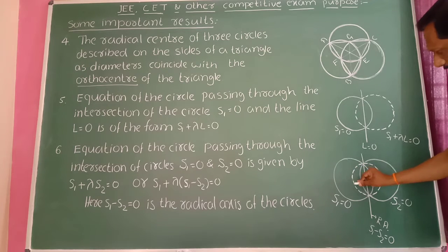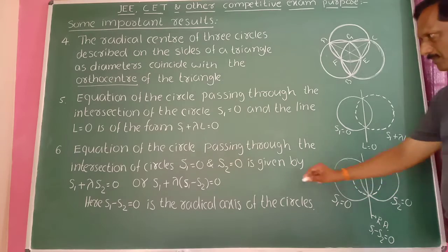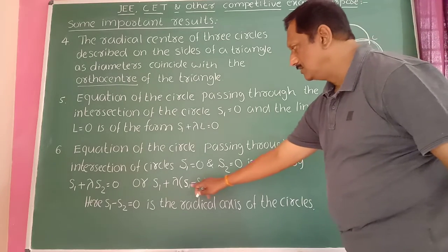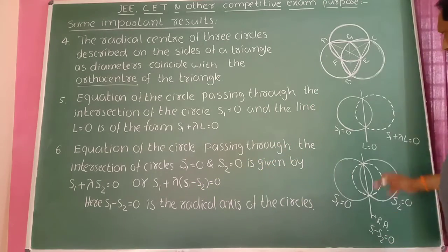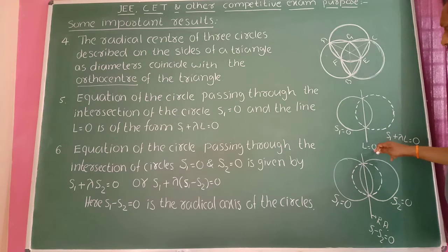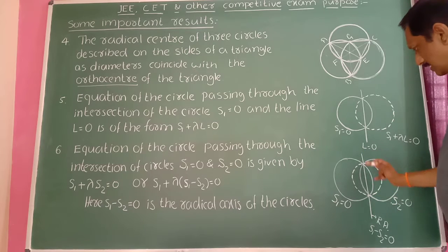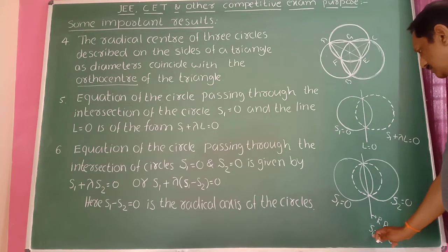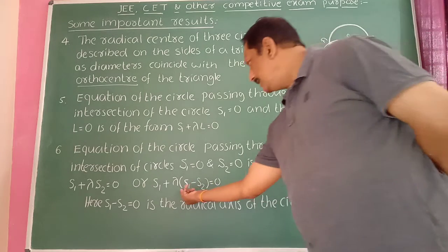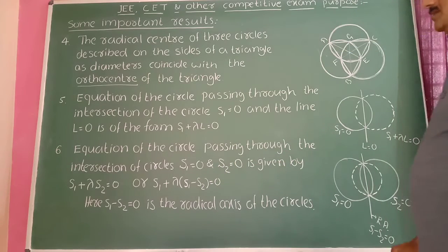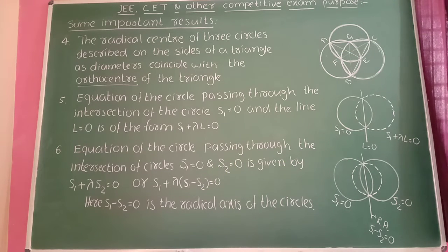Therefore the equation of this circle here, the dotted circle passing through these 2 points of intersection, is given by S1 plus lambda into S2 equal to 0, or you can use this formula also. Here S1 minus S2 is the radical axis, just like you are using this formula. Here L equal to 0 means the equation of this line here. Therefore here also this is a radical axis. The radical axis is given by S1 minus S2 equal to 0. It is just like L here. S1 plus lambda into L equal to 0, or S1 plus lambda into S1 minus S2 equal to 0. These are very important results here.